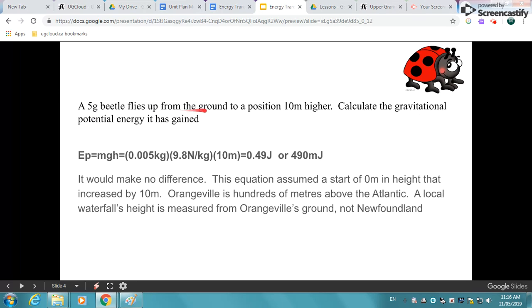This one, a 5-gram beetle flies up from the ground to position 10 meters higher. Straight application of this formula, not forgetting to turn grams into kilograms. And you get 490 millijoules, sorry, not megajoules. Doesn't matter where. No, this equation is assuming that this is a delta H, a change in height. You went up 10 meters. Doesn't matter whether you went up 10 meters in Orangeville, which is several hundred meters above ocean level, or you ascended 10 meters in Newfoundland, which is right at sea level. It's the same.